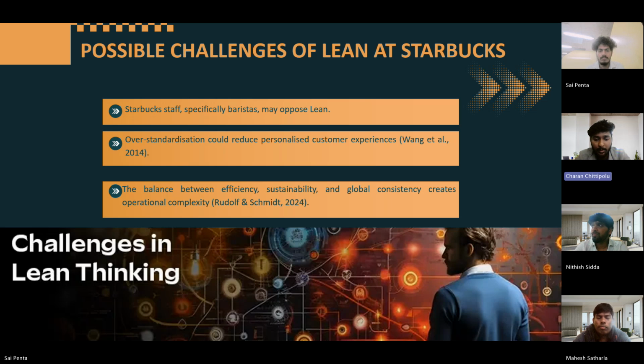During the lean revolution, operational conflict and complexity are likely to increase due to the conflicting demands of maintaining consistent quality standards across multiple international markets and meeting service speed targets, and organizational sustainability rather than truly environmentally sustainable practices. And from here, my friend Mahesh will take over. Thank you.